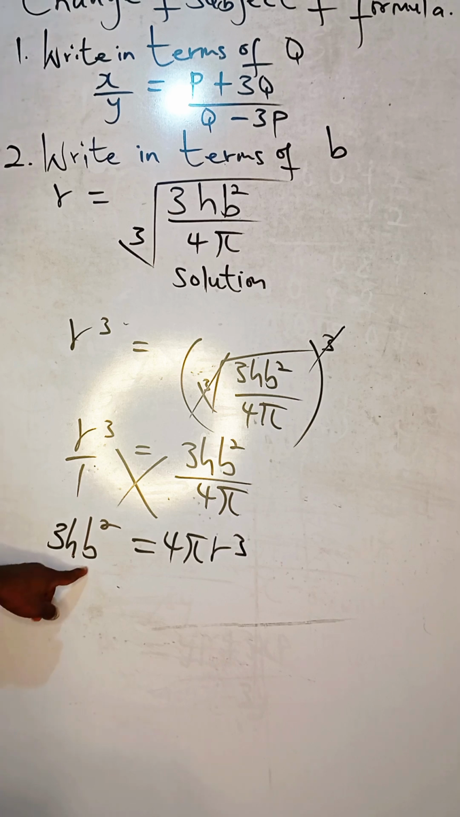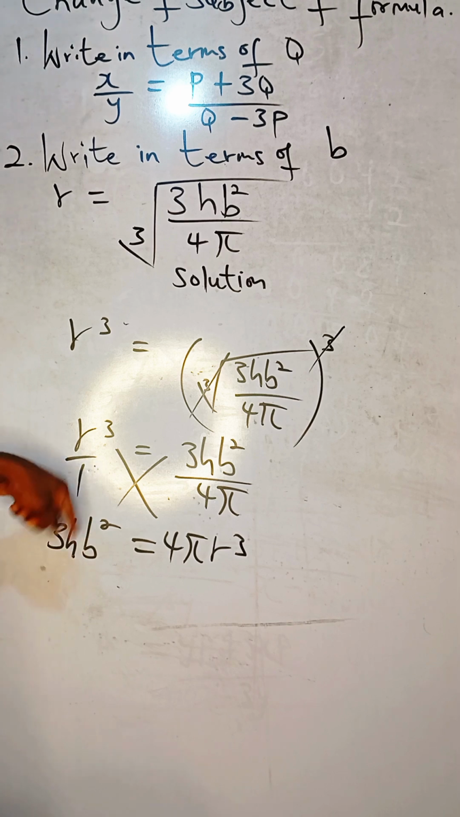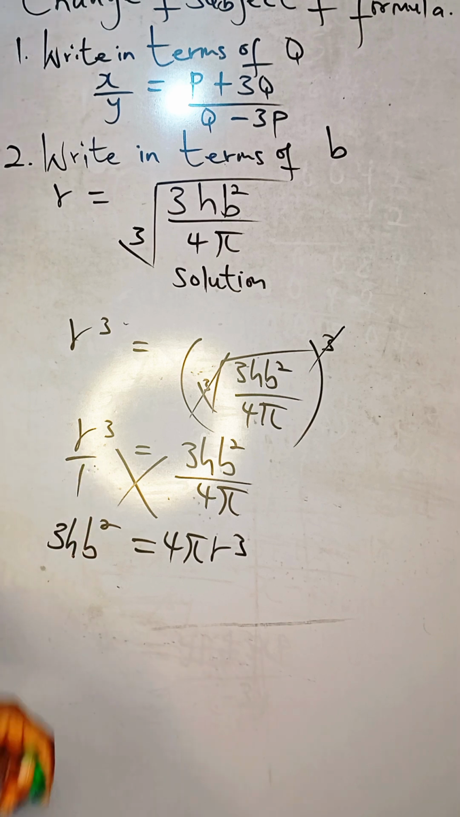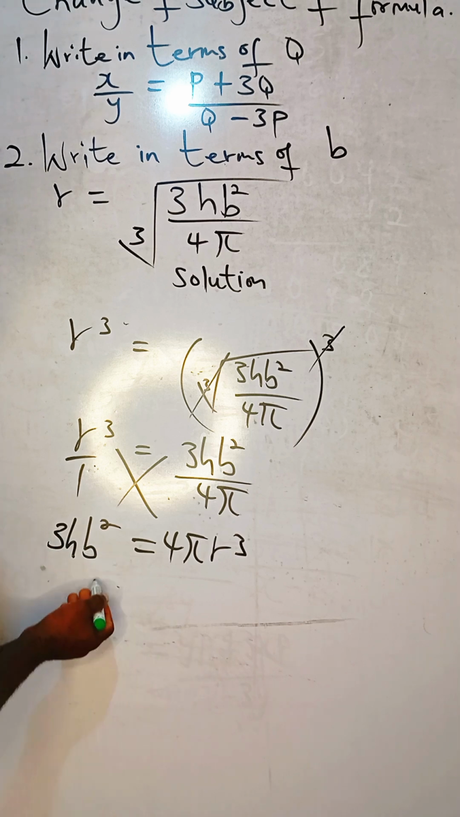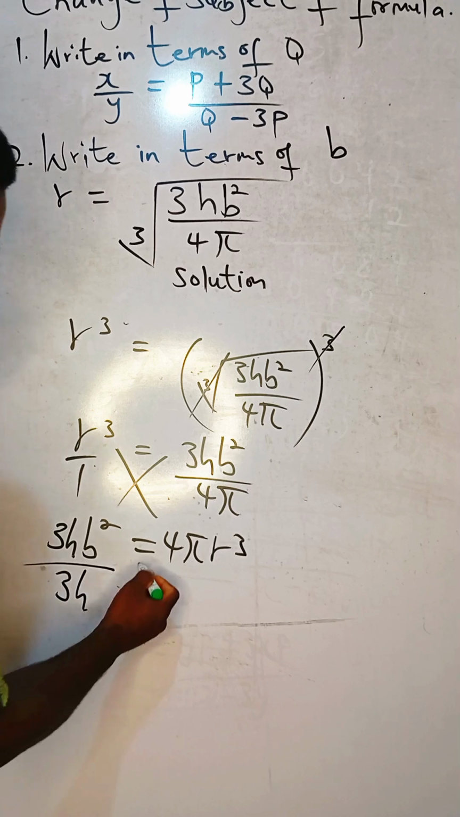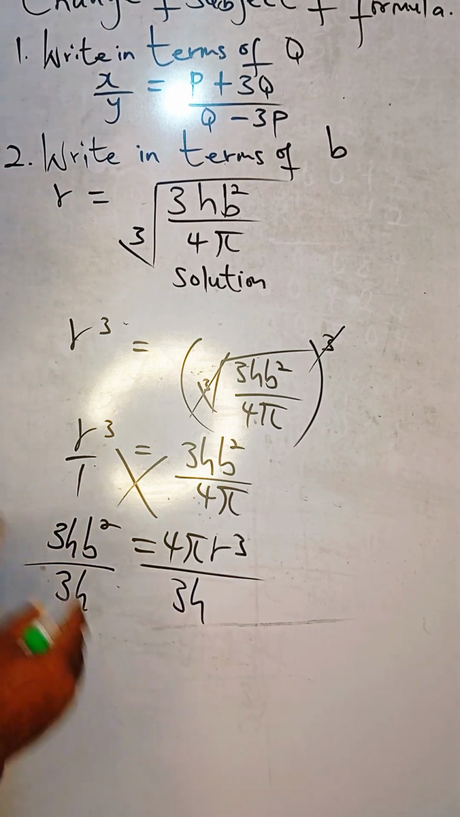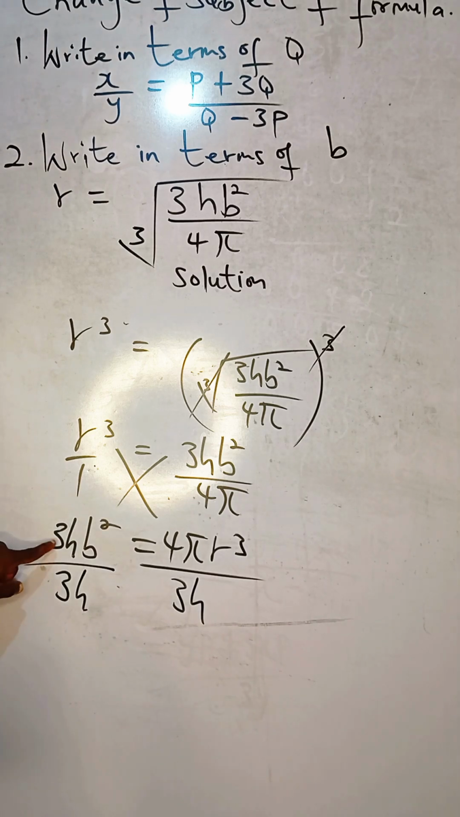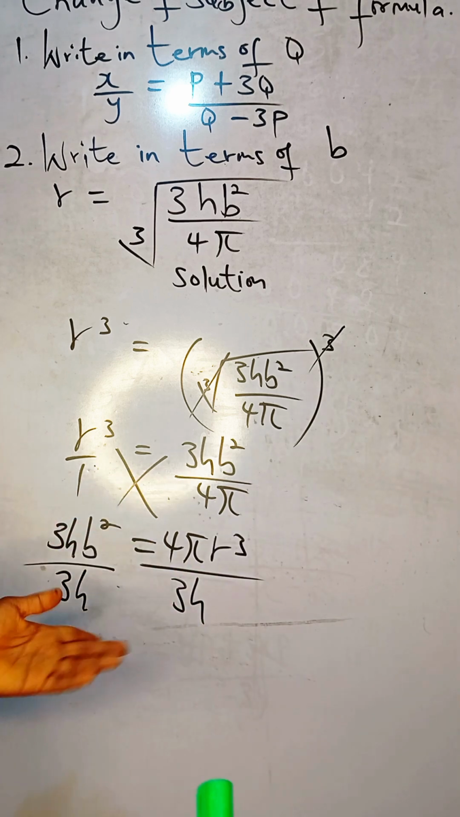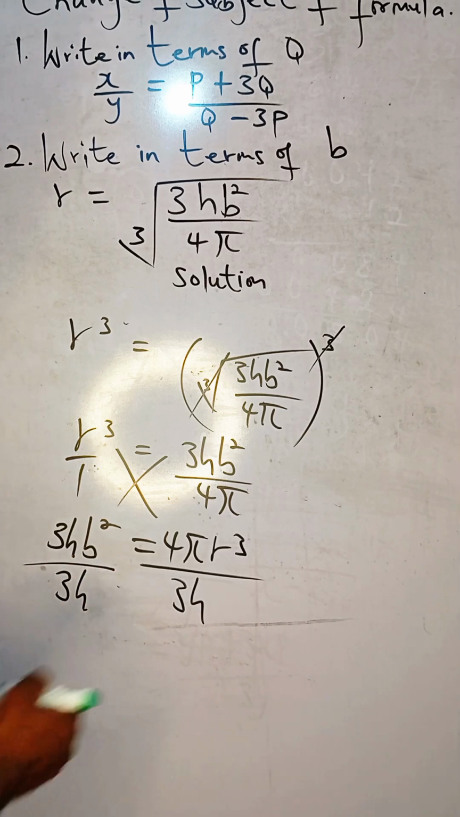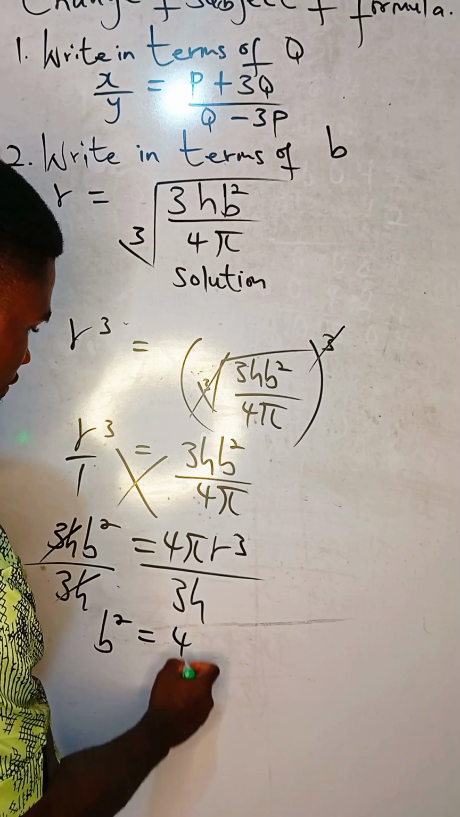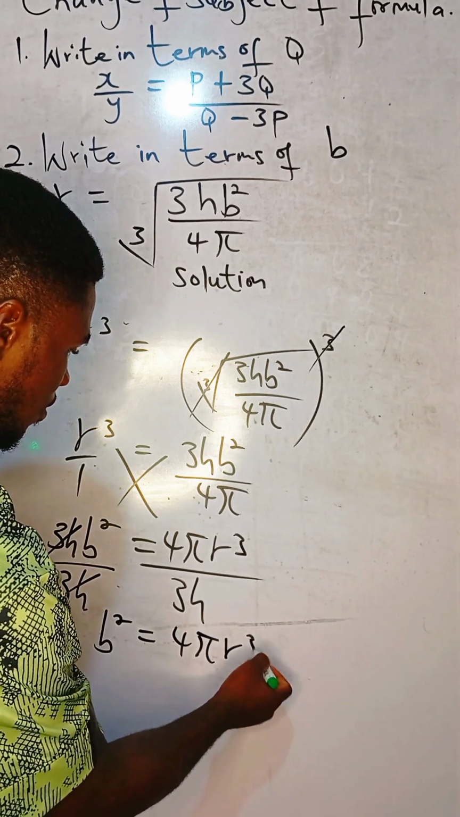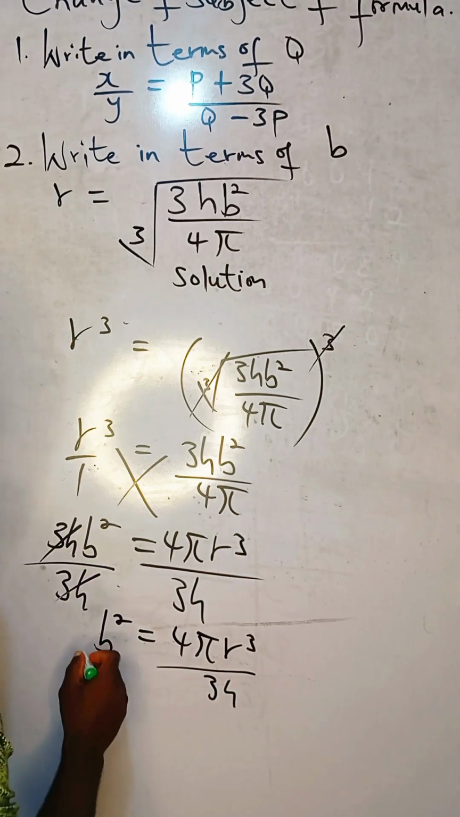Now 3h is multiplying b to the power of 2. What I need is the b. So I need to take out anything that is in the way of b. I'll tell myself, what do I need to take out the 3h? It is simply going to be divide both sides by 3h. Since 3h is multiplying this value, the inverse of multiplication, or the opposite of multiplication, is what? Division. So dividing both sides by 3h, 3h is going to cancel 3h. B squared is going to be equal to 4 pi r to the power of 3 over 3h.